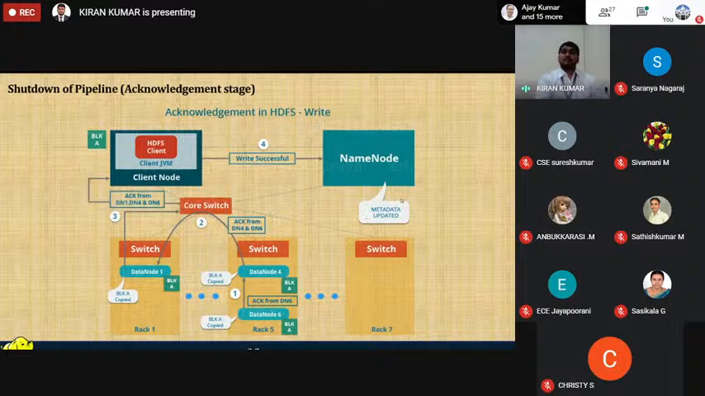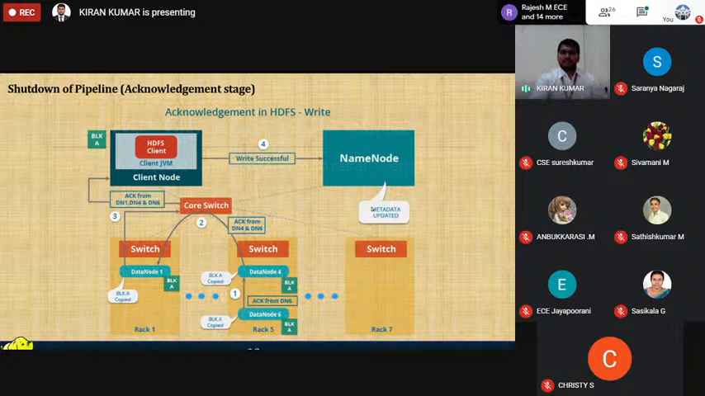This updated metadata will be stored in the edit log. Initially the FS image will have the information that block A will be stored in the architecture, but whatever you update, whatever changes are made to this architecture, will always be stored in the edit log. The name node will have two files, that is FS image and the edit log. The edit log file will have this updated information, which will get an update from the client saying that all the nodes for block A and the replication are created successfully.